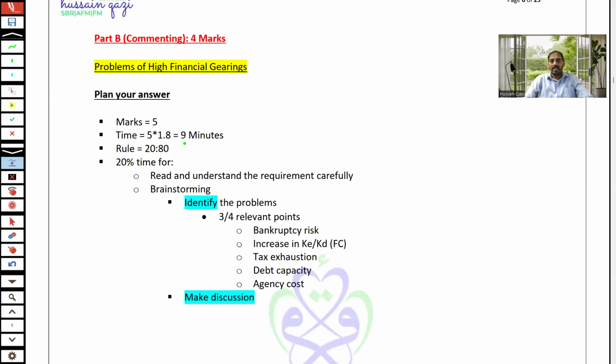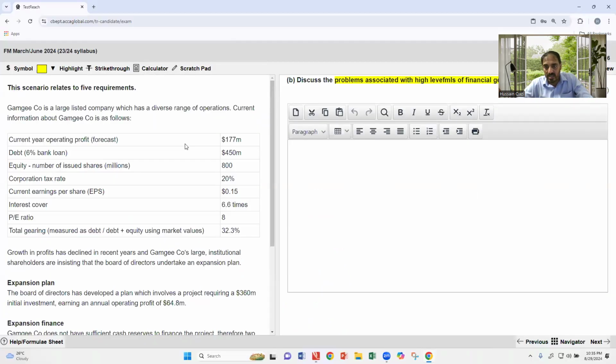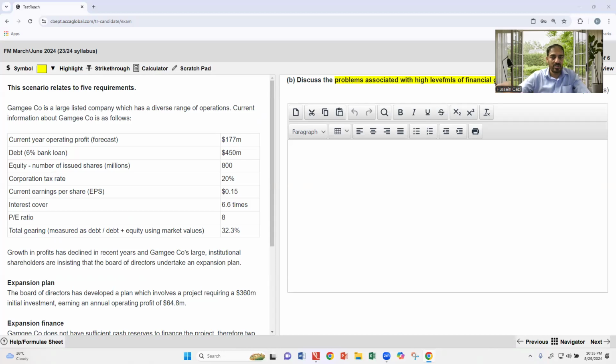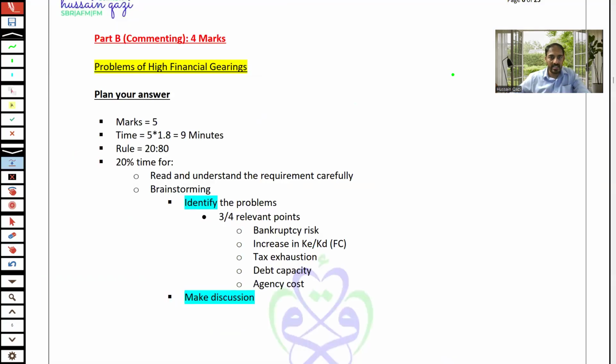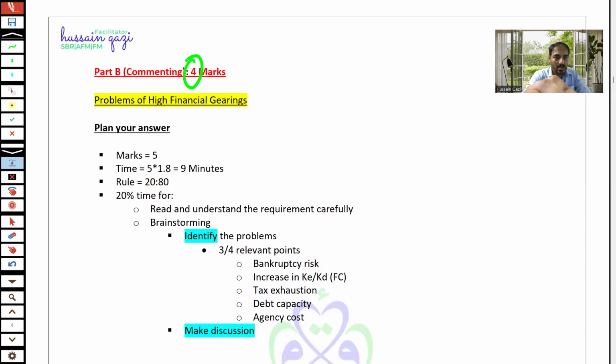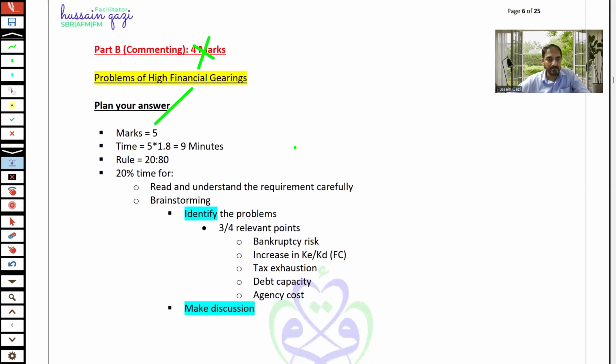Yes. This is, sorry, the 5 marks question. This is the 5 marks. This is the 5 marks. 5 marks question, number 1.